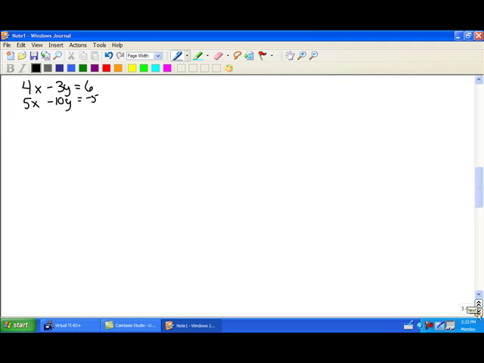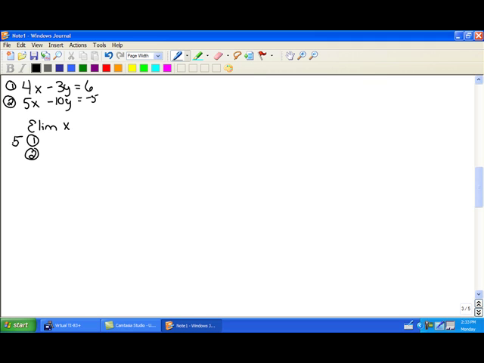Let's go to another example. Let's look at 4x minus 3y equals 6 and 5x minus 10y equals a negative 5. We need to choose a letter to eliminate from the beginning. If I choose to eliminate the x's, I need to look at my x terms, which are 4x and 5x, and decide the least common multiple. Least common multiple of 4 and 5 is going to be 20, so I need to make one of these a positive 20 and the other one a negative 20.